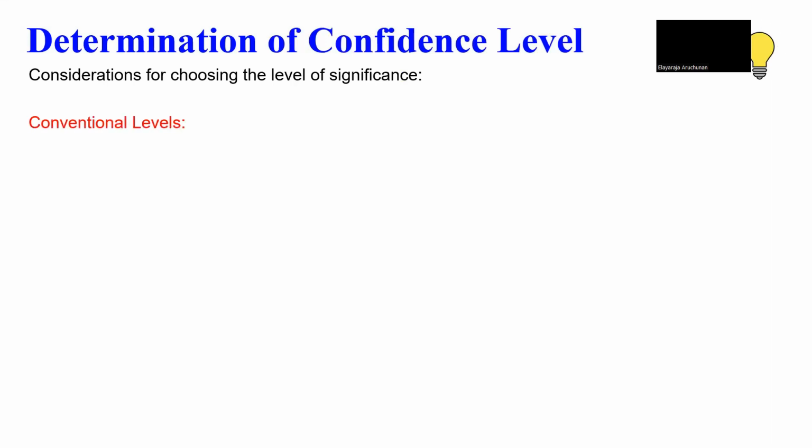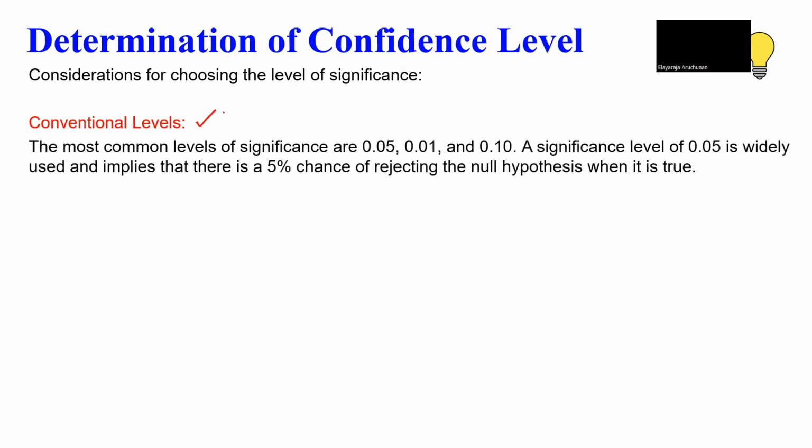First is the conventional level. Okay, conventional, which is what we use in norms. The most common levels of significance we use are 5%, 1%, and 10%. This is common in statistical analysis. A significance level of 0.05, which is the acceptance region of 95%, is widely used and implies that there is a 5% chance of rejecting the null hypothesis when it is true. Okay, so this 5% is commonly used as a conventional level.